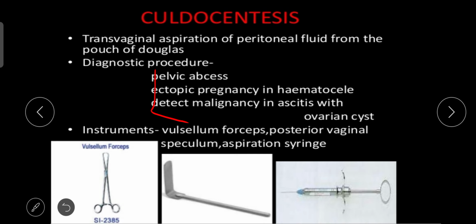The instruments needed are a vulsellum forceps, a posterior vaginal speculum, and an aspirator syringe. This is the vulsellum, this is the posterior vaginal speculum, and this is the syringe. These are the three instruments needed to do this procedure, culdocentesis.